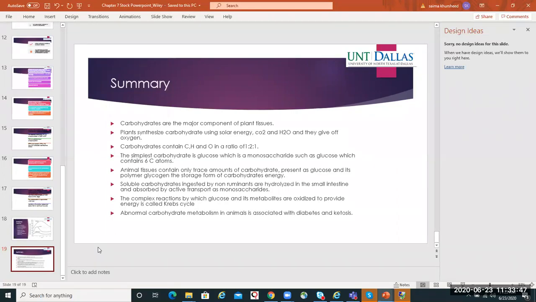It has been found that the total energy released in the conversion of glucose to carbon dioxide is 673 kilocalories per mole. Sometimes abnormal carbohydrate metabolism occurs in animals, associated with diabetes and ketosis. We already talked about diabetes, which is associated with elevated blood sugar level or blood glucose that results from insufficiency of insulin from the pancreas or defective cellular sensitivity to insulin. So that was all about the carbohydrates.